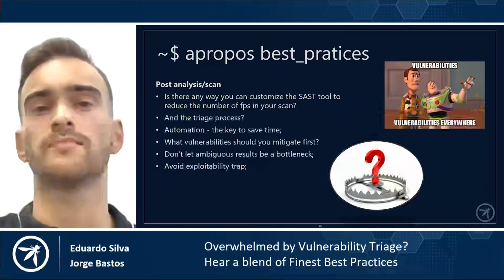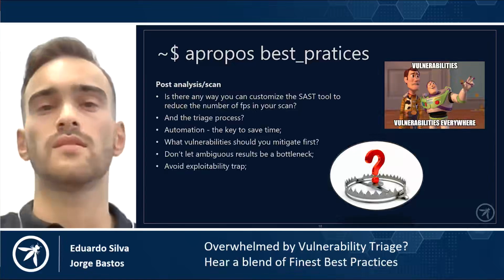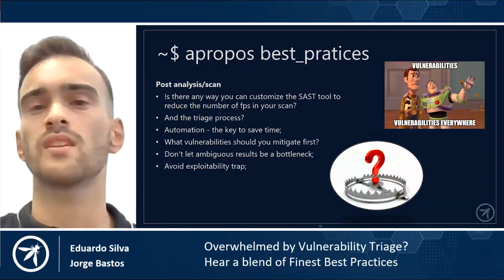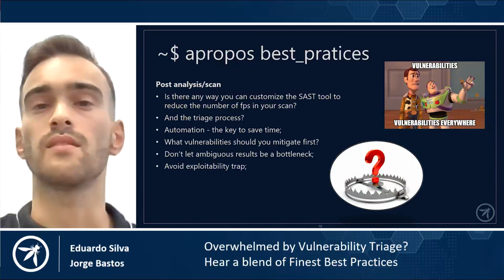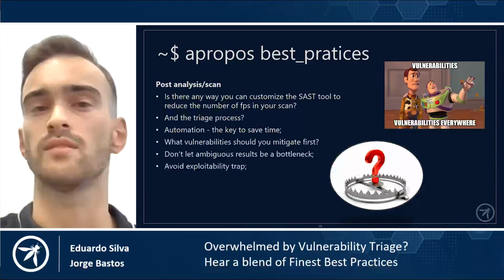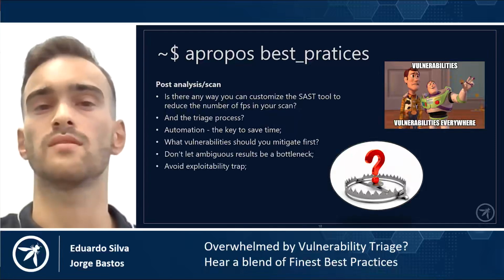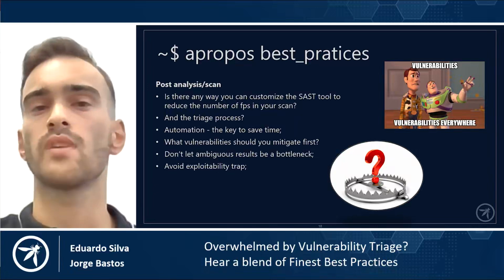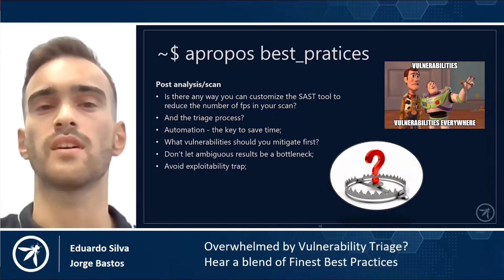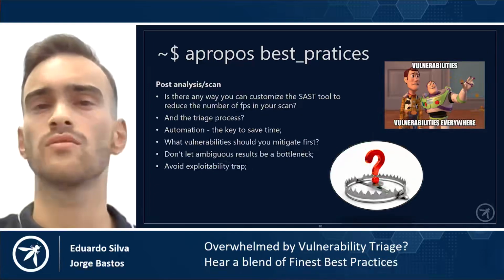Continuing Jorge's lead. After finishing the analysis process, what can we learn from it? Is there anything we can improve to make SAST flag fewer false positive results? Fewer false positives equal less noise to filter. We can do the same exercise for the triaging process. What could we do to improve the triaging speed?